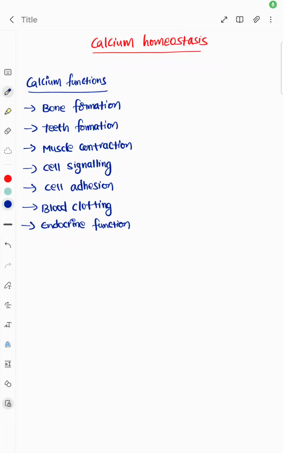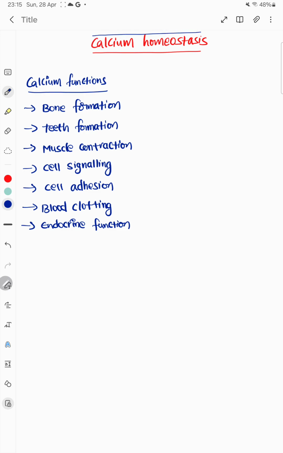Hello students, today in this session we're gonna see the importance of calcium homeostasis. So in this video we'll discuss the elaborate explanation of calcium homeostasis. So what is calcium homeostasis? Now first we're gonna see that.